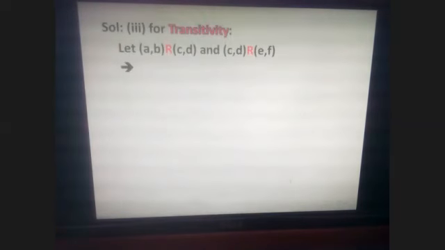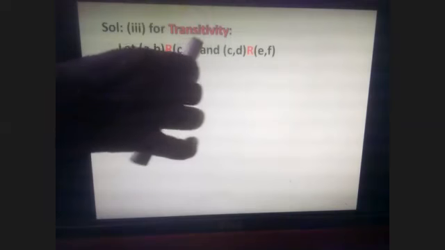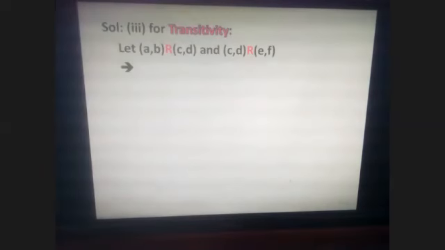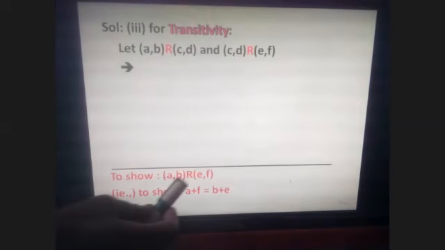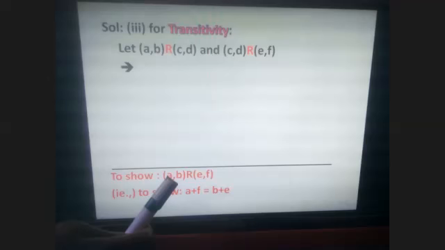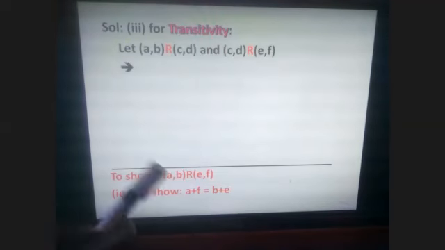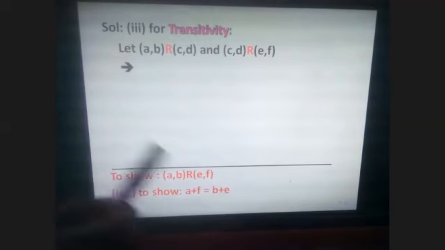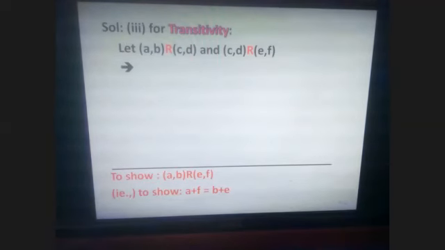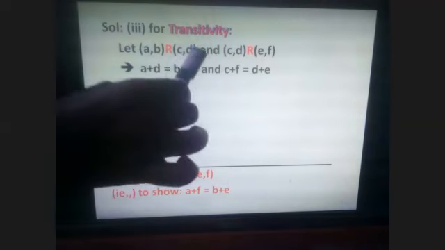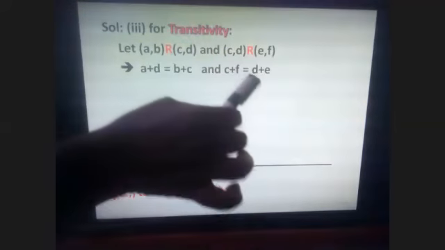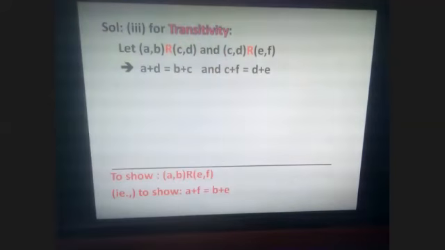For transitivity, what do you need? If (A, B) is related to (C, D) and further (C, D) is related to (E, F), you have to show that (A, B) is related to (E, F). To show this, what do you need? A plus F equal to B plus E. What is given? (A, B) related to (C, D) means A plus D equals B plus C, and (C, D) related to (E, F) means C plus F equals D plus E.